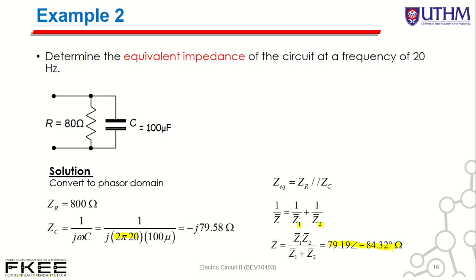So hopefully you know how to use your calculator. No need to write Z1 times Z2 over Z1 plus Z2. It wastes your time. This one is okay for the fundamentals. In real circuit analysis, we just punch our calculator. We just use our calculator directly to determine the equivalent impedance of the parallel circuit.